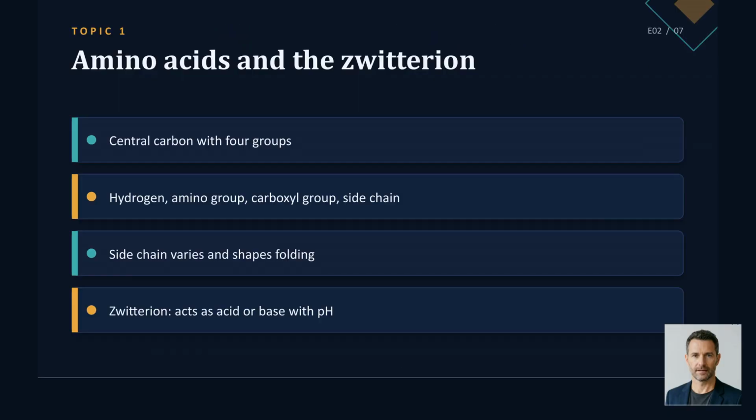Our third family is the proteins, and to understand a protein you must first understand its building block, the amino acid.